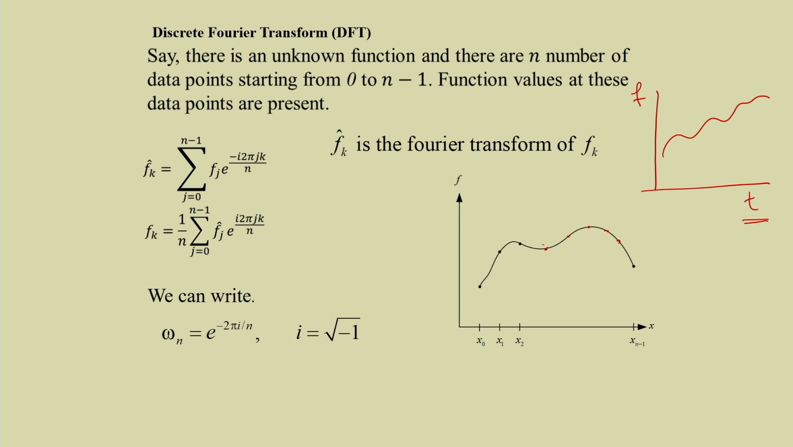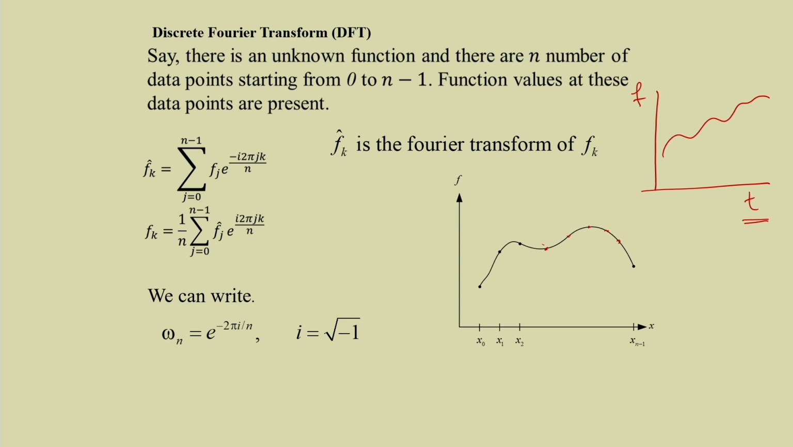Let us assume that there are n number of data points. We have started with 0. So the final data point, as we are taking n data points, will be n minus 1. So we have x0 to xn minus 1. We have taken this n number of points. This function f we can write in this way: the function f can be written as f j e to the power minus i 2 pi j k by n. Already you know the Fourier transform.